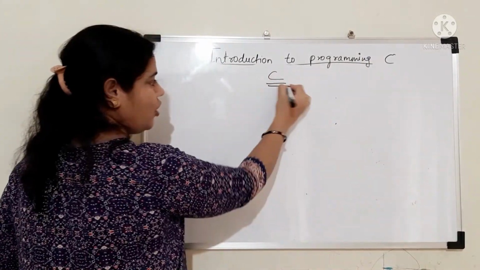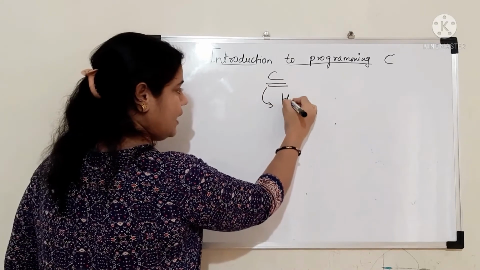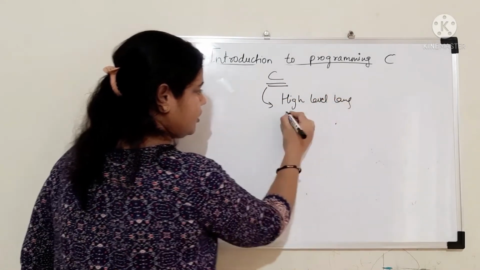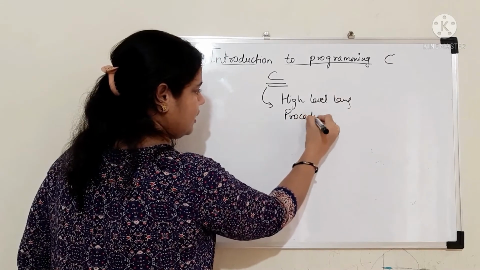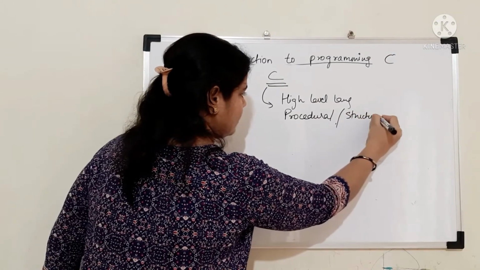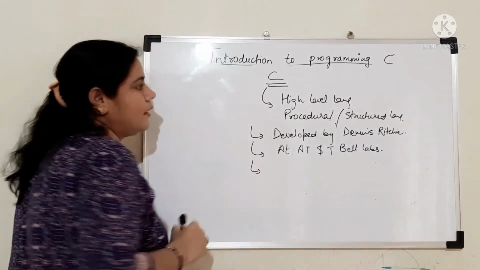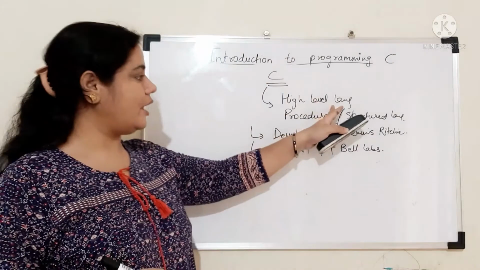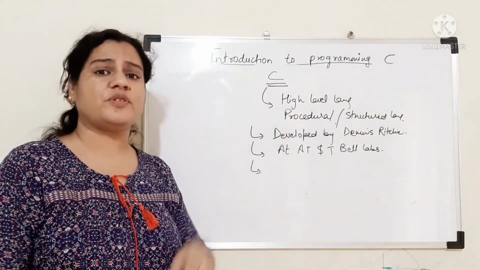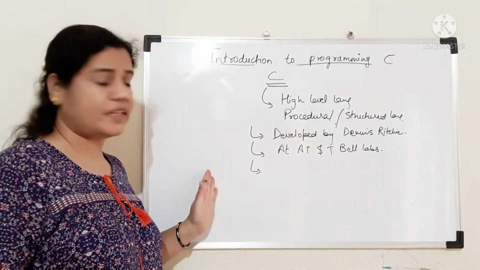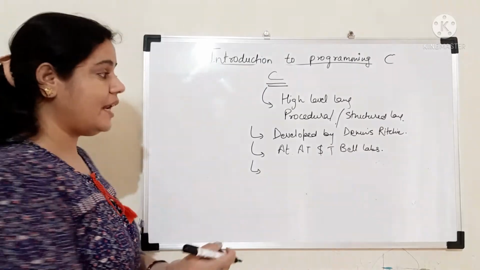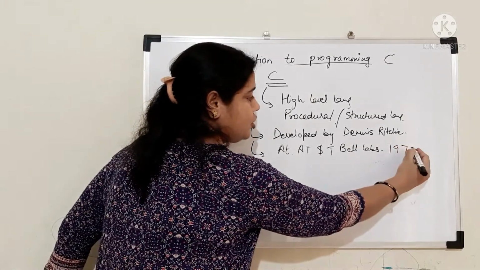Now, what is C? Basically, C is a high level language which is a procedural or structured programming language. We will discuss further what a structured or procedural programming language is. It was developed by Dennis Ritchie at AT&T Bell Labs in 1972.